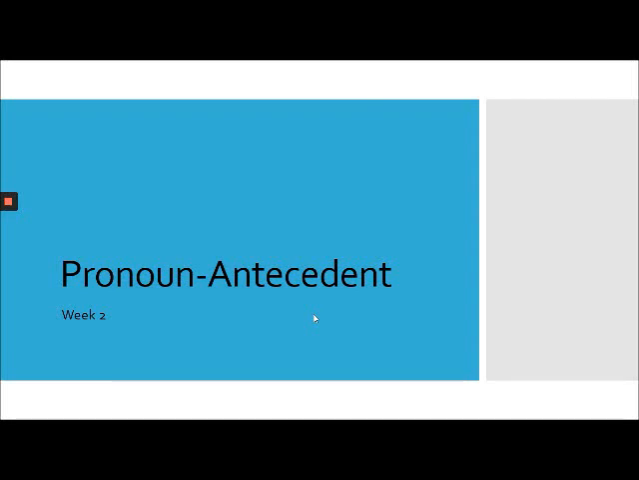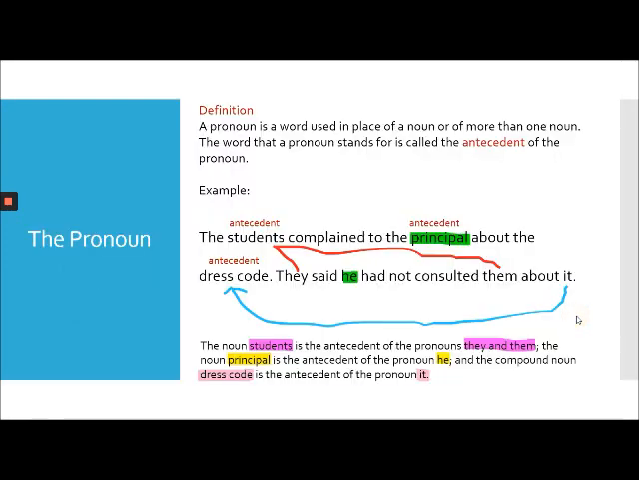In our week 2 lesson, we are going to talk about pronoun antecedent. But before we discuss pronoun antecedent, let us first recall the definition of a pronoun. A pronoun is a word used in place of a noun or of more than one noun. The word that a pronoun stands for is called the antecedent of the pronoun.